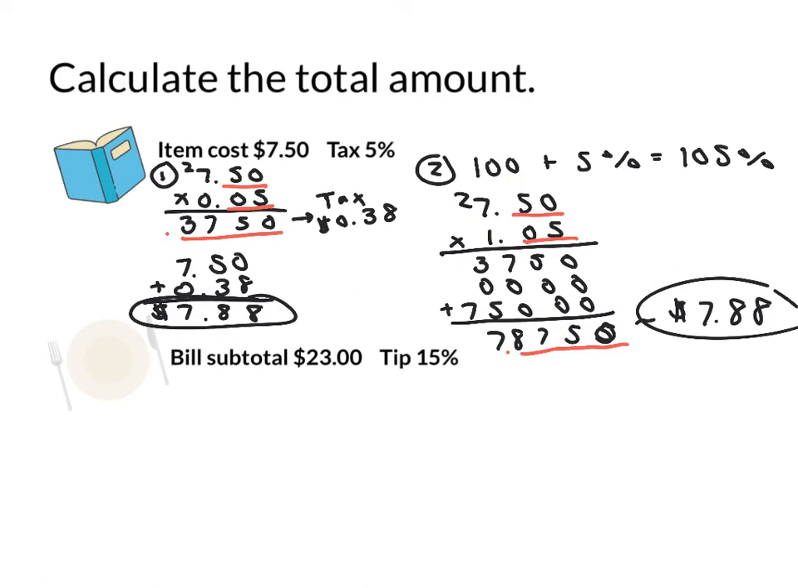Next problem, we're going to a restaurant, and our bill subtotal is $23, and we want to leave a 15% tip for our server. What would be our total amount? If you use method 1, we're going to find 15% of our total. Our food costs $23, and we want to find 15%, 15 hundredths written as a decimal, and multiply.